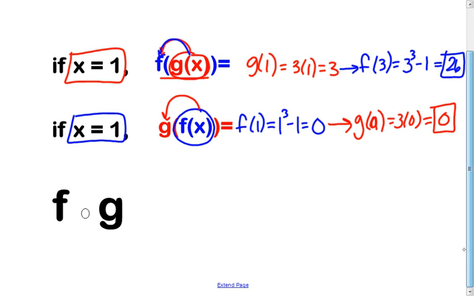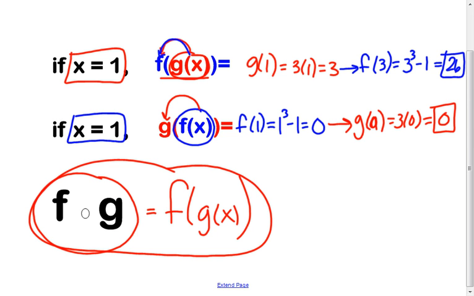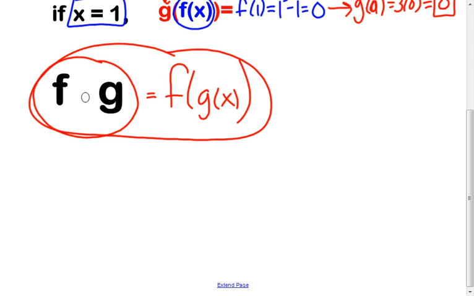Okay. Sometimes it'll give you just this, and it'll look like this, and it doesn't even give you a number to use, which seems kind of weird. This, by the way, is the same as doing F of G of X. These two things are equivalent to each other right here. They mean the exact same thing. And that's what you're going to do.